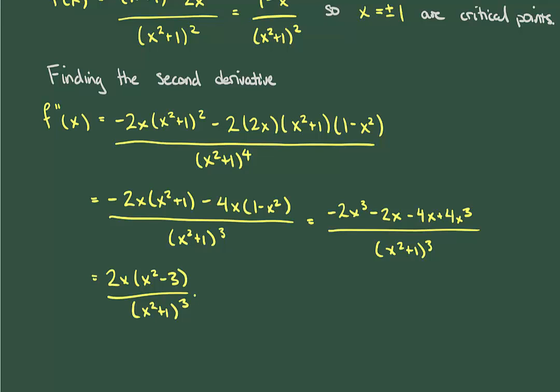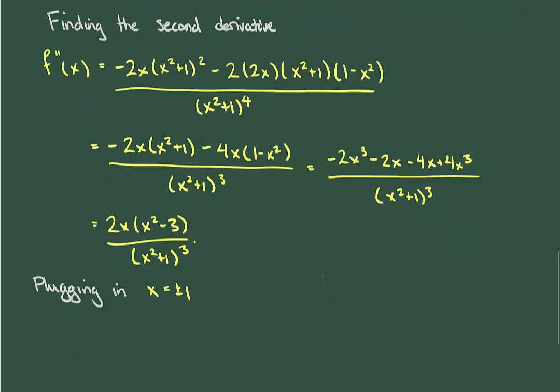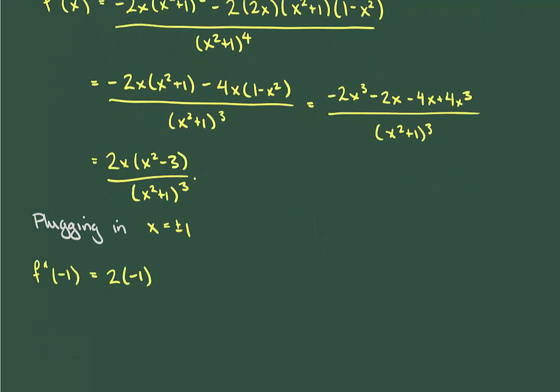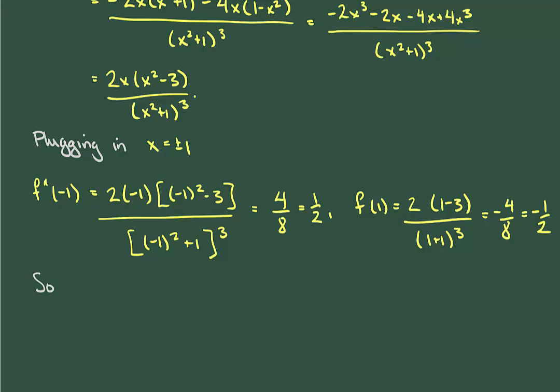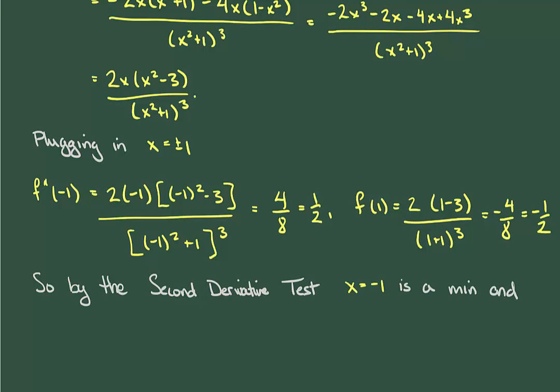Whew, okay, finally. So let's throw our critical points into f double prime. Again, a little bit more algebra, but this time it's mostly evaluating a computation, and we get positive 1/2. The calculation for x equals 1 is almost identical, giving negative 1/2. So by the second derivative test, negative 1 is therefore a minimum, and x equals 1 is a maximum.